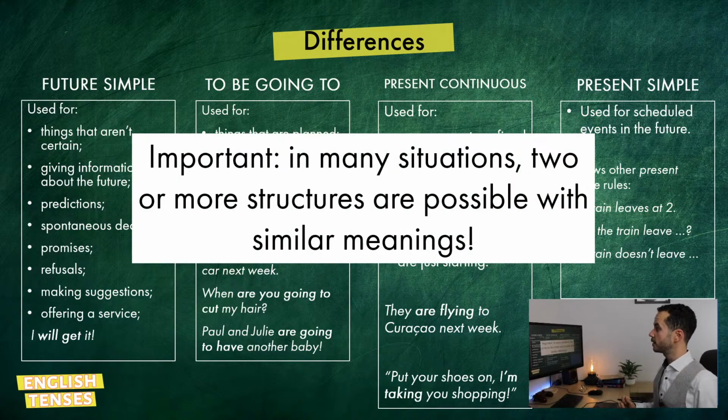But what is very important, in many situations you definitely can use 2 or more of these with similar meanings. Again, there's no one in the world who's going to say, well, you used to be going to, so I didn't know you were very certain or you weren't that certain about this or this going to happen. Depending on the context and the person you're speaking to, the future tense you use might be still correct.